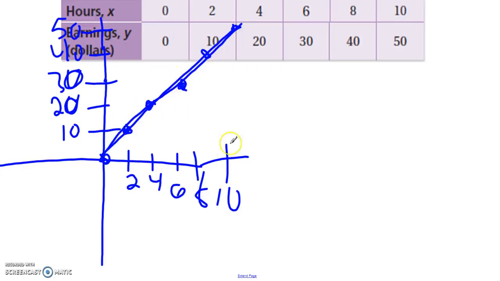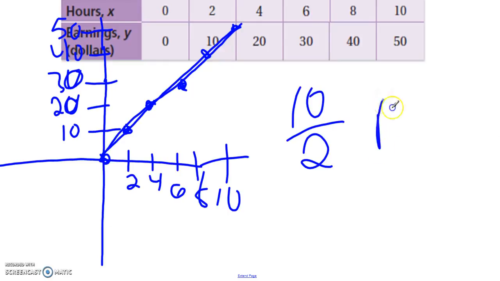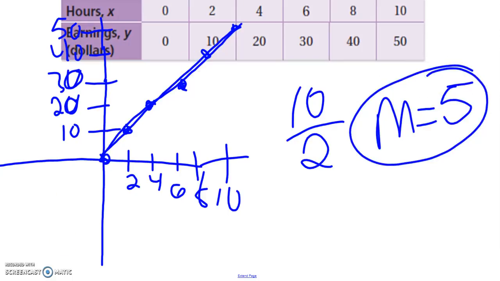Okay, so then they want us to find the slope. So we go up 10 over 2. So 10 over 2, because we rise 10 and we go over 2. And then m equals 5. Okay. Not too bad, not too bad.